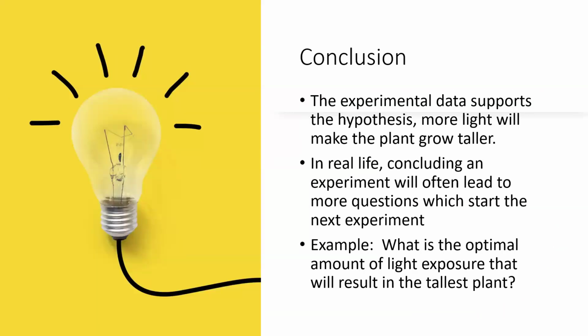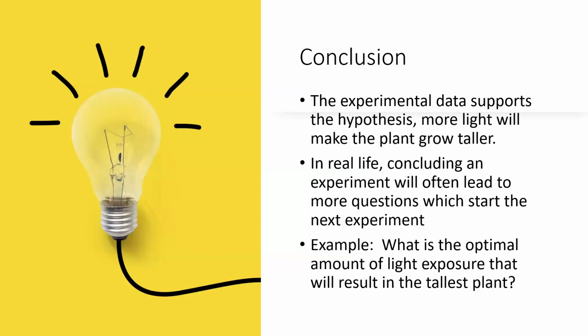In real life, concluding an experiment will often lead to more questions. Now that we found out sunlight has an effect on the height, maybe the next step is to find out the optimal amount of sunlight. Maybe 12 hours is going to make a taller plant. Maybe 24 hours is going to make an even taller plant. Once you figure out that 24 hours gives the tallest plant, maybe we can change the intensity of the light. Like really bright light, because you can dim the light at different levels, right? So there are always more questions that you can find out.